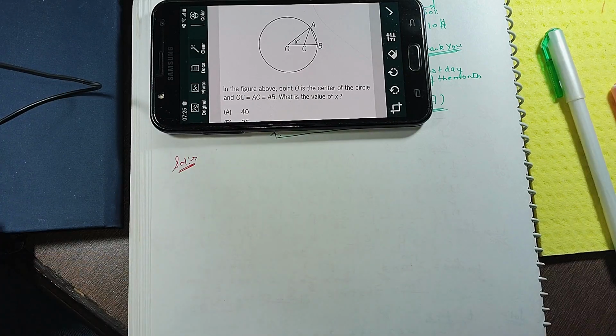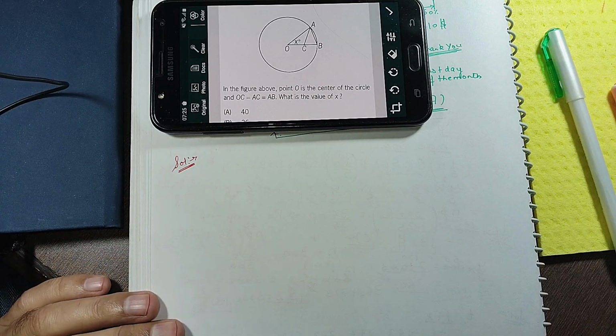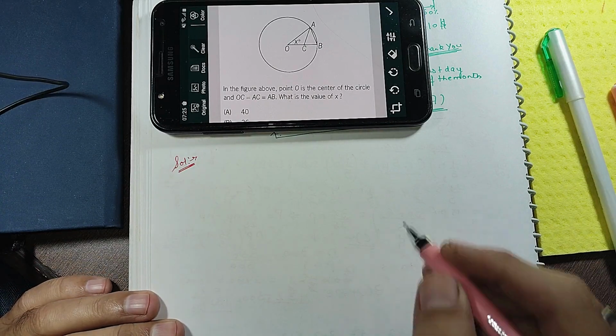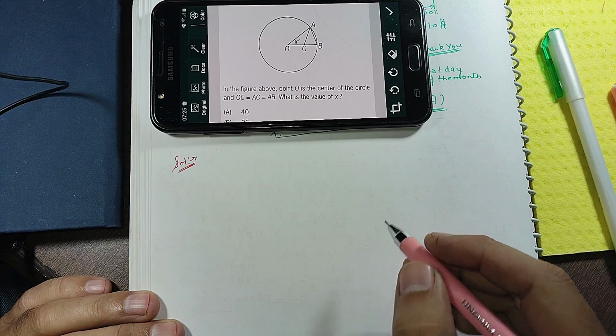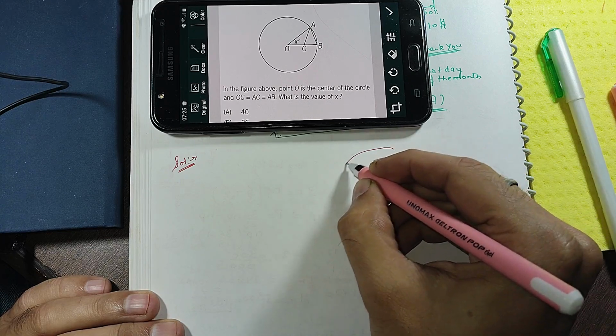Today's first question is: in the figure above, point O is the center of the circle and OC is equal to AC is equal to AB. What is the value of X? So first of all, we will draw the figure.